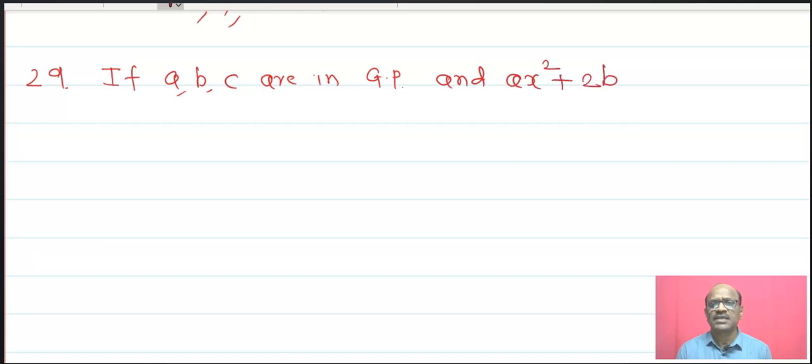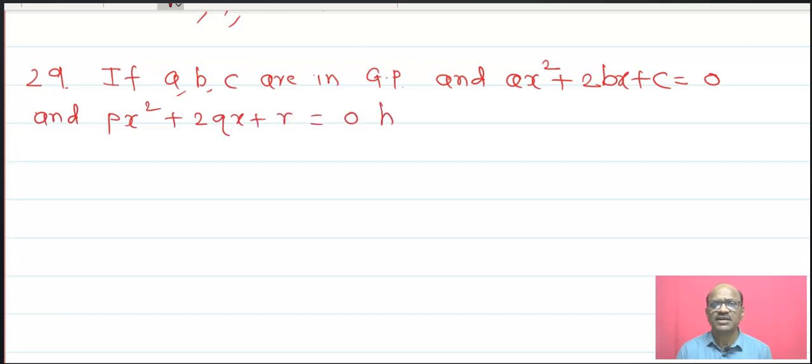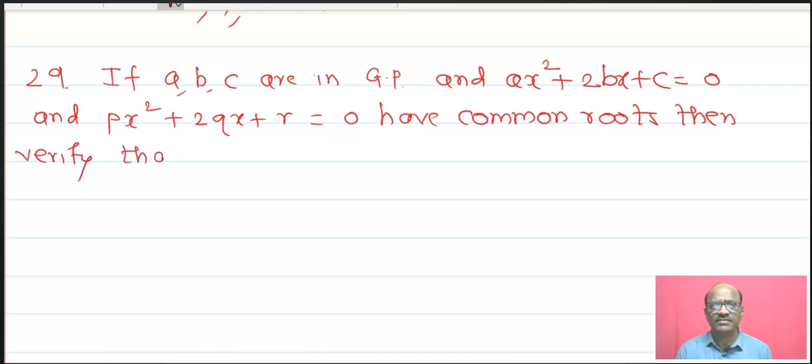Now the next is question number 29. If A, B, C are in geometric progression and ax square plus 2bx plus c equals to 0 and px square plus 2qx plus r equals to 0 have the common roots, then verify that pb square minus 2qba plus ra square equals to 0.